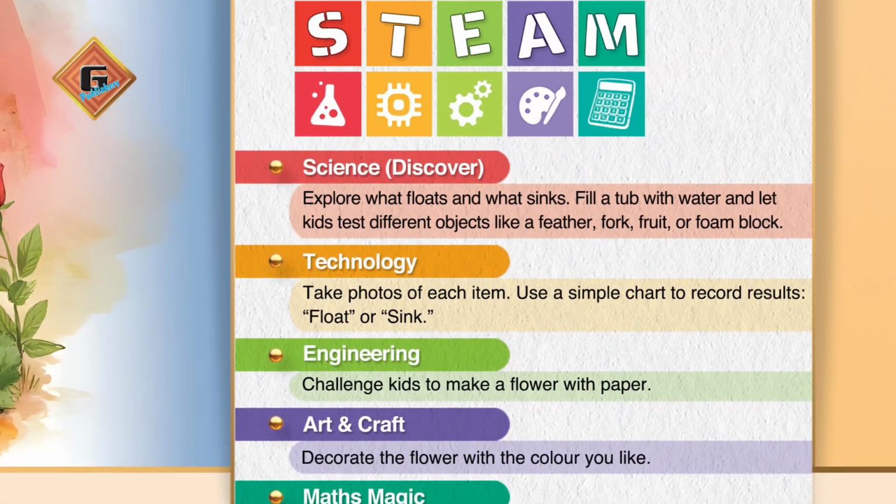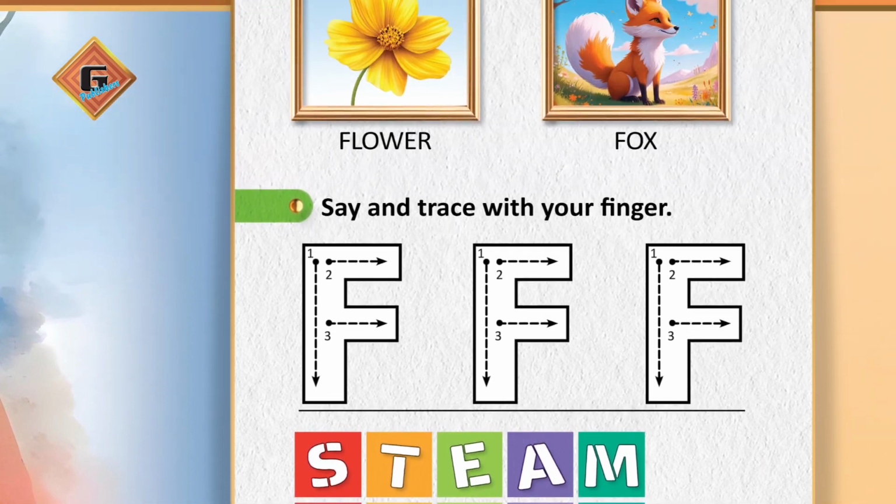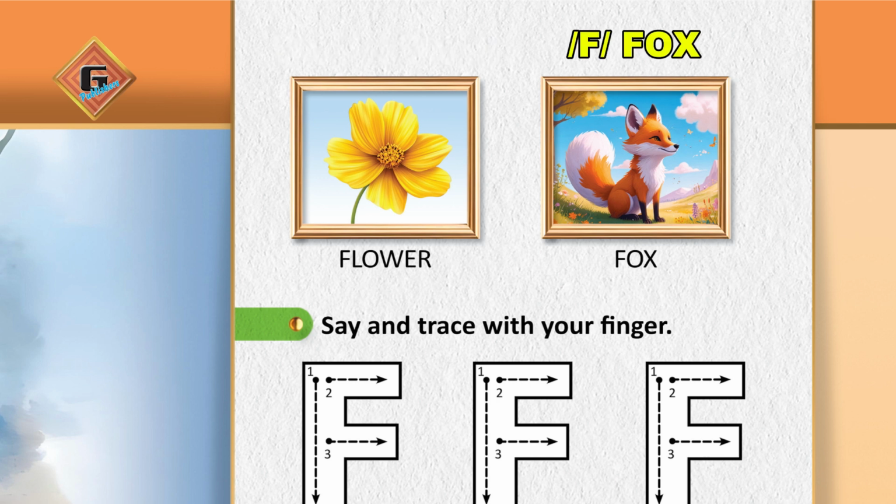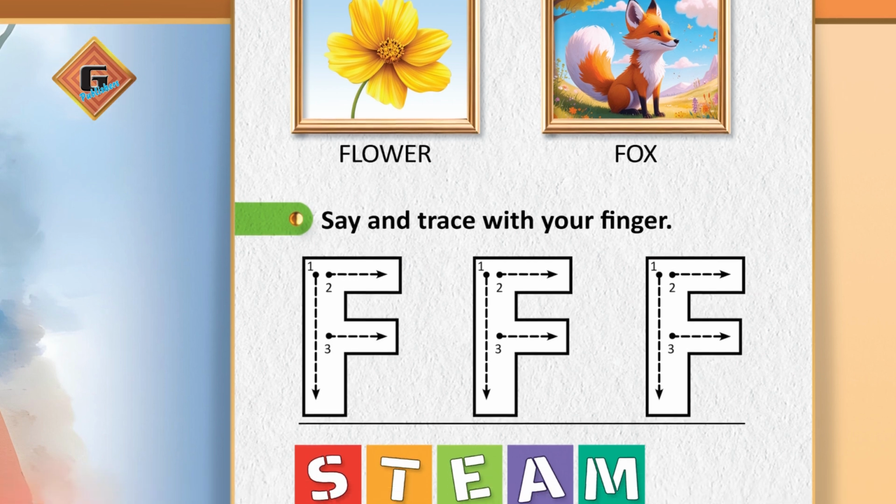Now look at the page number 23. We have two pictures. F flower, F fox. Now say and trace with your finger.